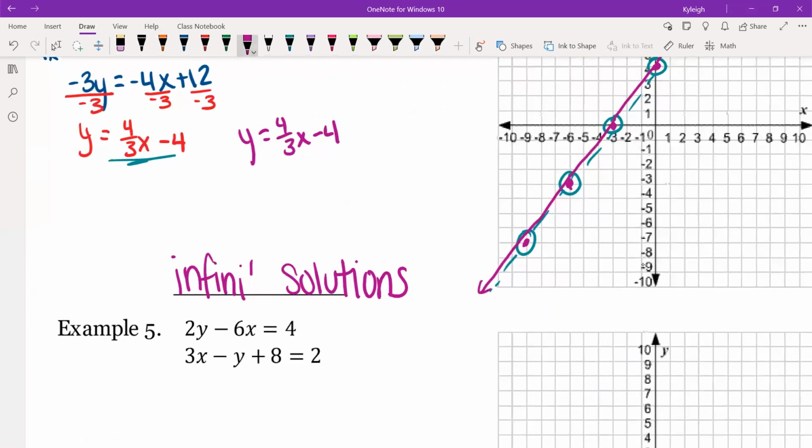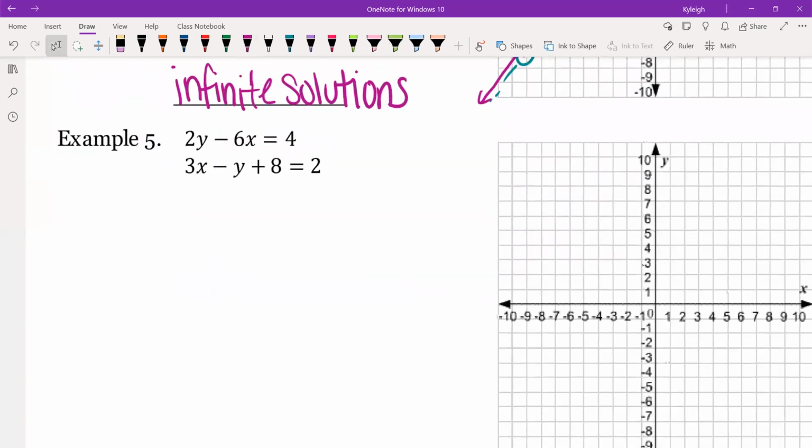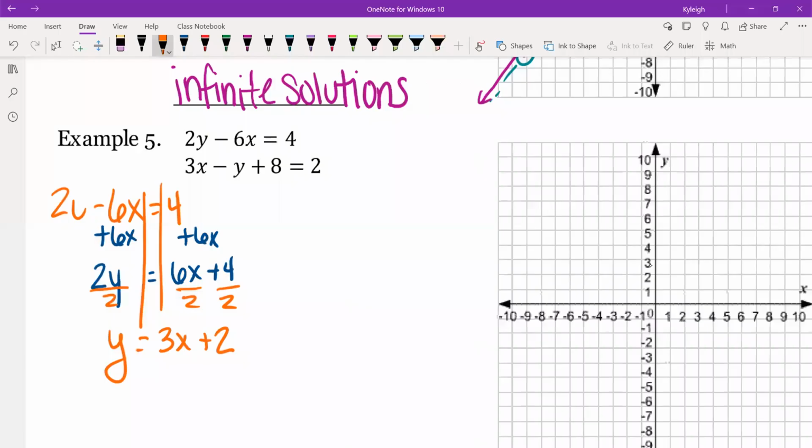All right, so let's do the next one. Okay, so do example 5. I want you to solve them both for y and then graph them. Okay. All right, so hopefully for the first one, you got 3x plus 2.